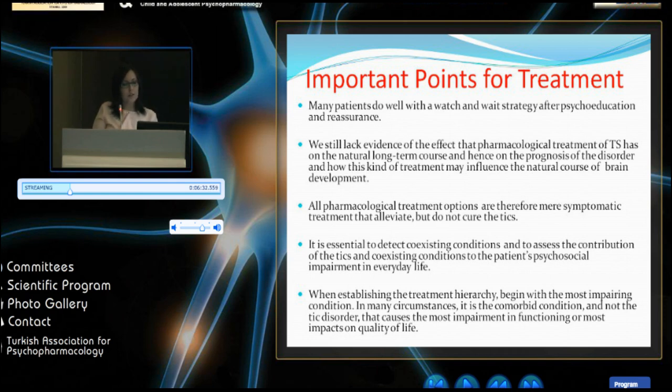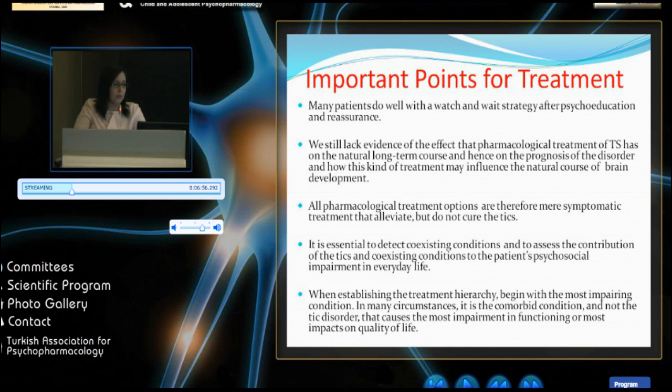Another important point is the effect that pharmacological treatment of TS has on the natural long-term course, and we still lack evidence in that respect. There may be ups and downs in terms of the phases. All pharmacological treatment options are therefore mere symptomatic treatment that alleviate but do not cure the tics.